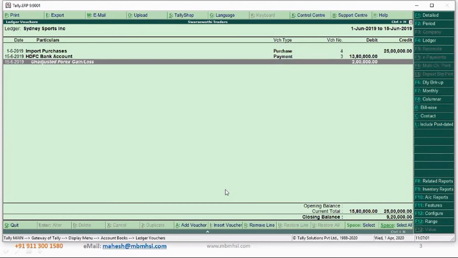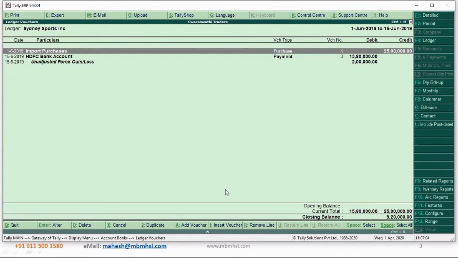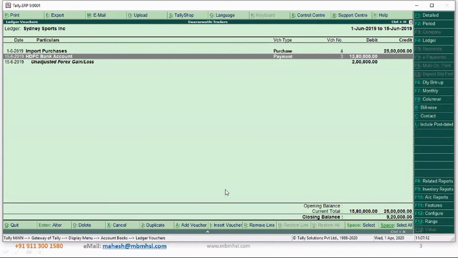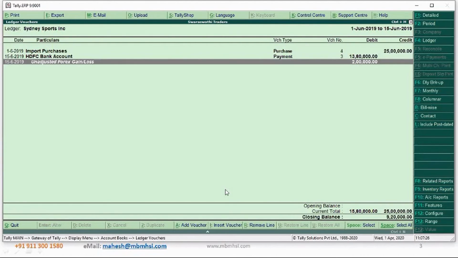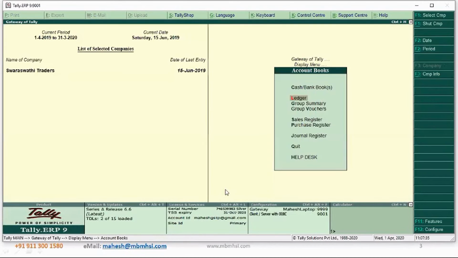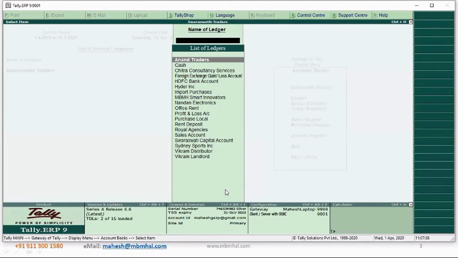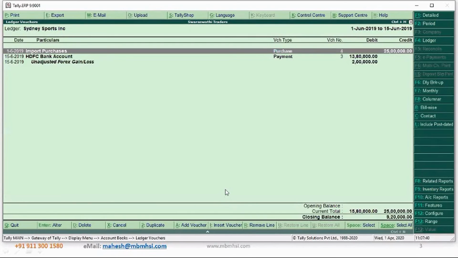Is that clear? My purchase was at 1 lakh Australian dollars, which was at 25 rupees per dollar. When I made the last payment, it was at 23 rupees. So I gained 2 rupees, and 2 rupees into 1 lakh Australian dollars is 2 lakh rupees, my unadjusted foreign exchange gain or loss. Okay. So let me do one more thing. Let me pass one more transaction. So as of now, you need to understand the amount is 2 lakhs.